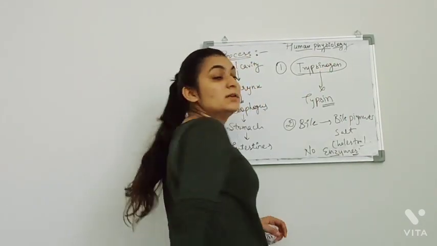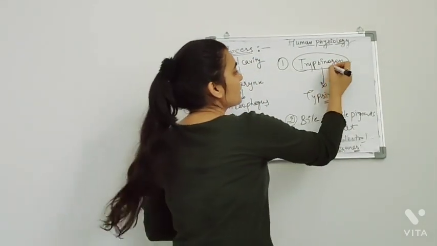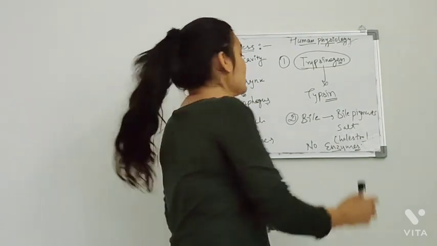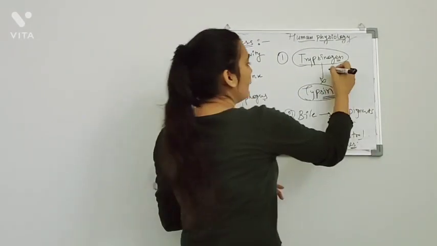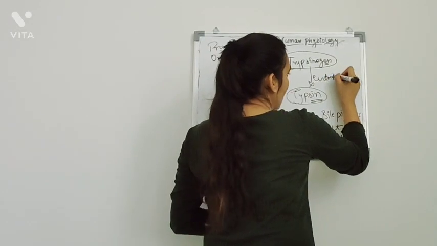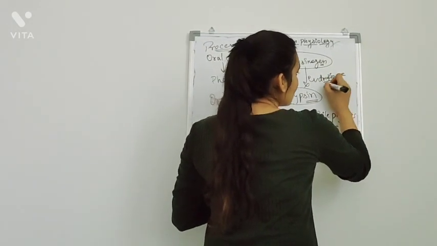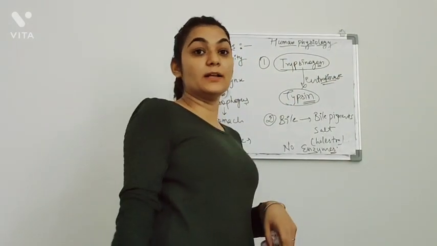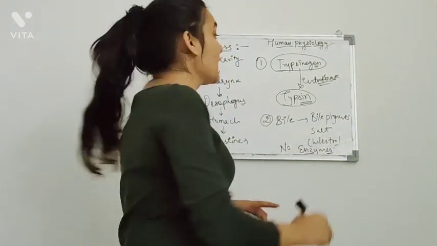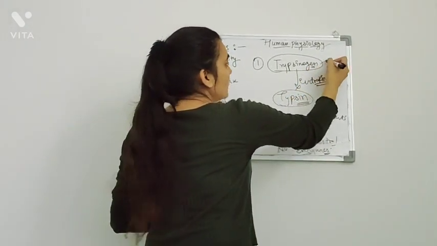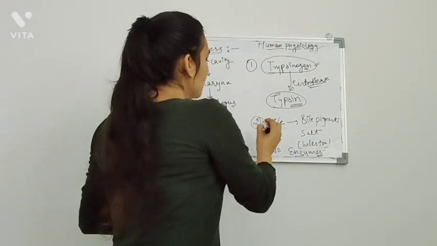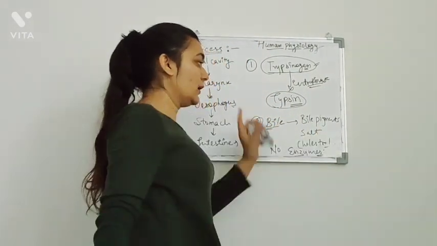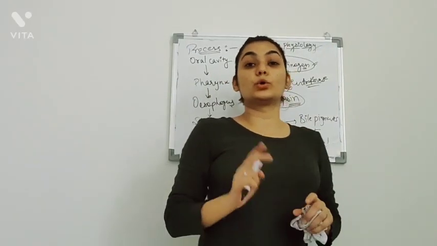Now in the intestine, one enzyme is trypsinogen. Trypsinogen is an inactive form. The active form of trypsinogen is trypsin, with the help of enterokinase. This is the enzyme that comes from the intestinal epithelium and helps in the conversion of trypsinogen to trypsin.